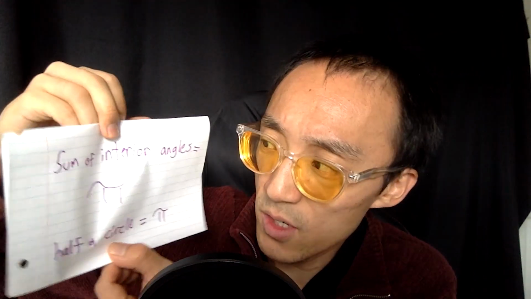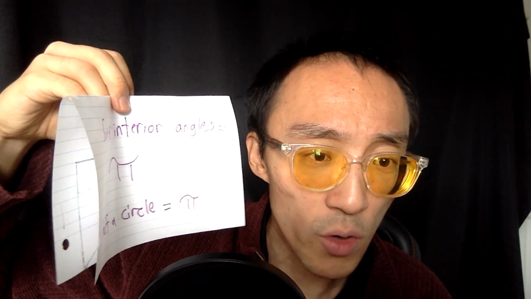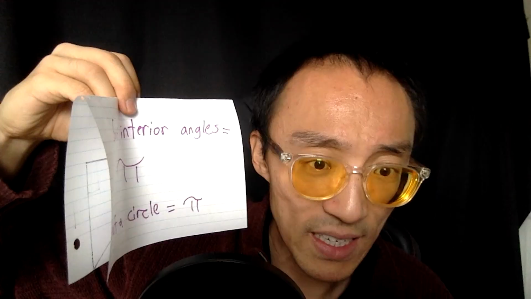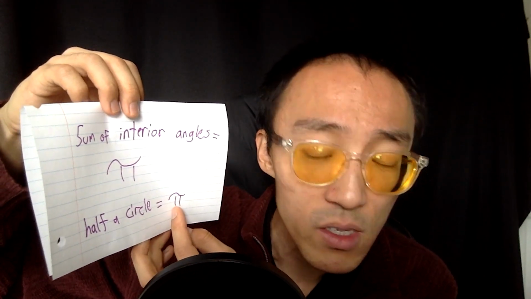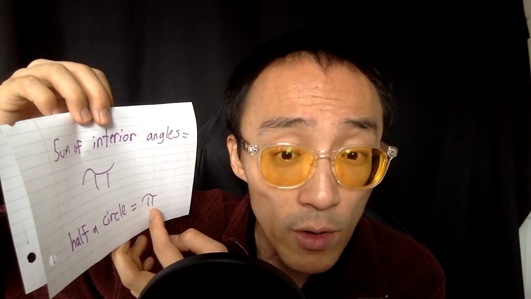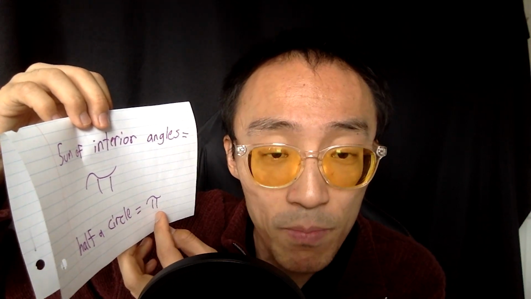So the sum of the interior angles of a triangle are pi radians, and half a circle is pi radians. These are our fundamentals we have to know. If you don't know these fundamentals, watch my videos. I'm going to link them in the description.